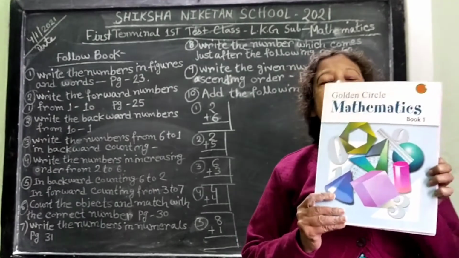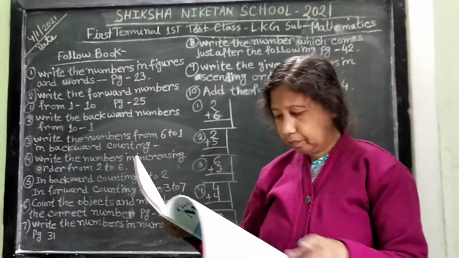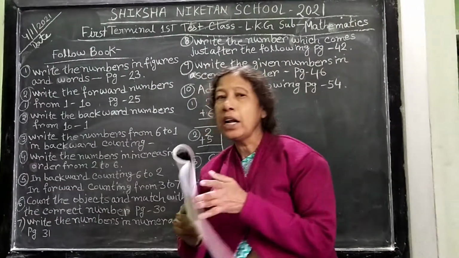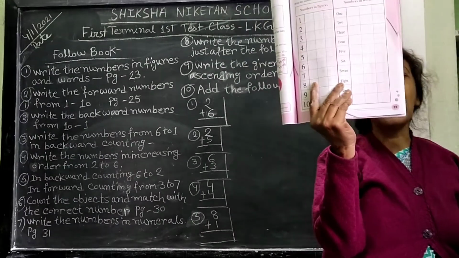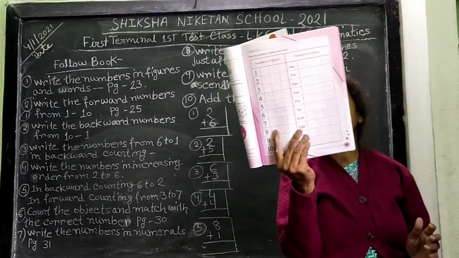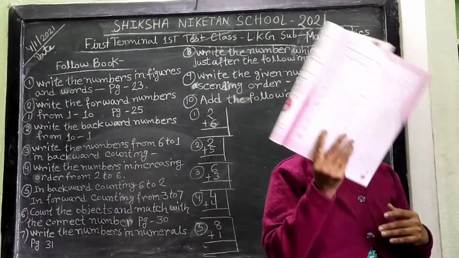This is your Mathematics book, Golden Circle Mathematics book. Look at the book, page number 23. Follow the book, page number 23. Write the numbers in figures and words.